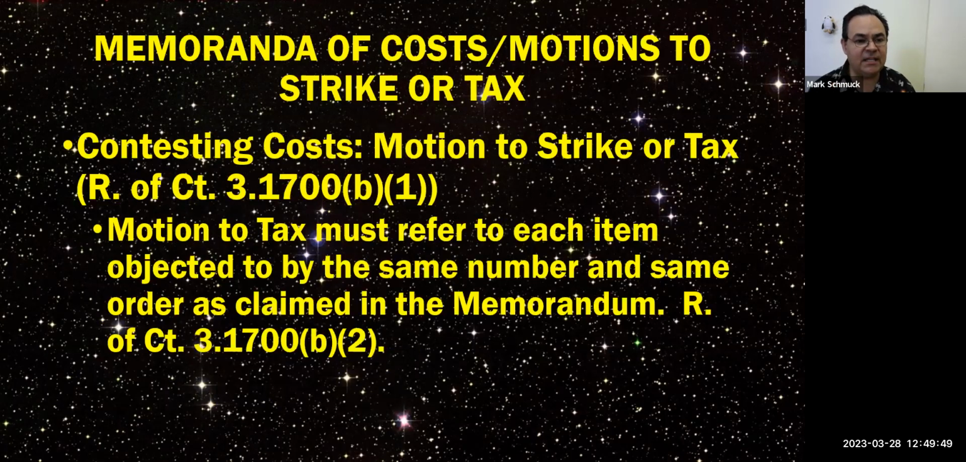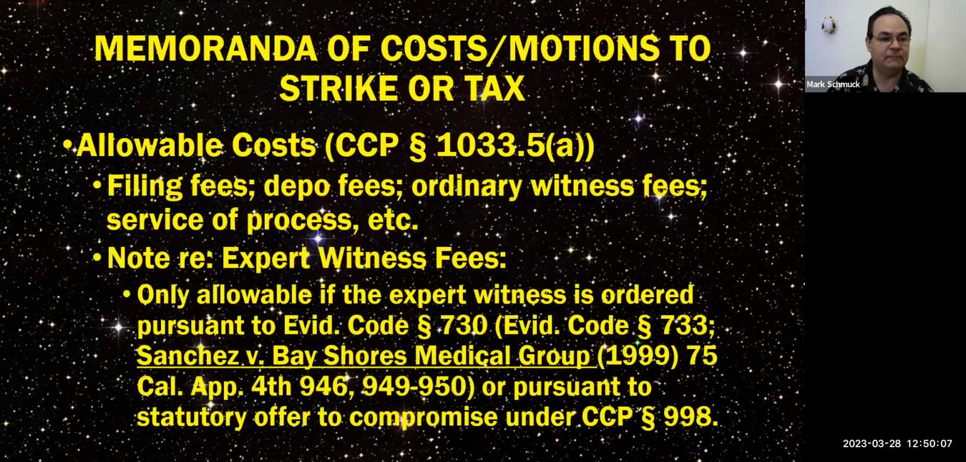The motion to tax must refer to each item objected to by the same number and in the same order as claimed in the memorandum. That seems kind of archaic, but it's really helpful for the court to have it in that order so we can evaluate it appropriately.